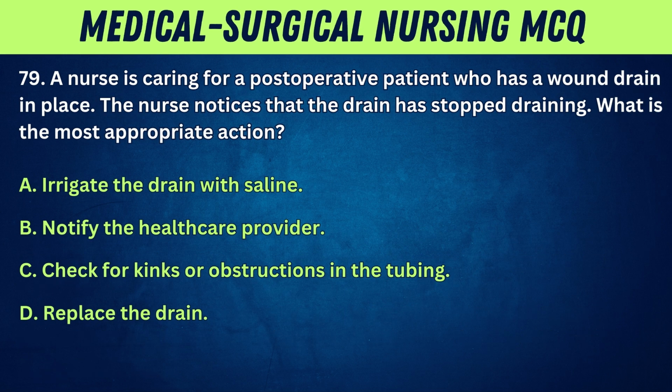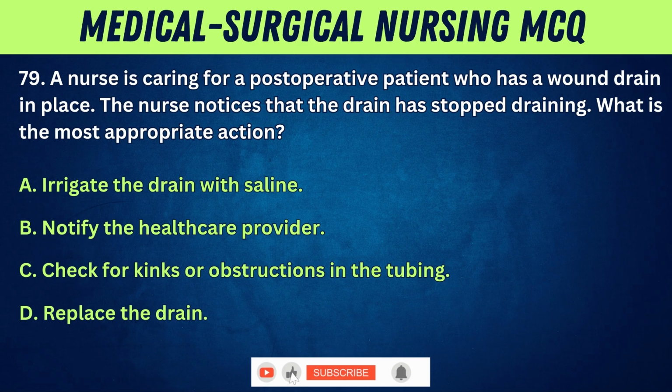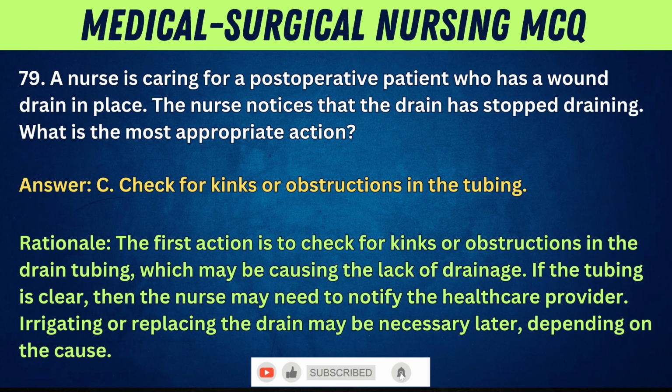79. A nurse is caring for a postoperative patient who has a wound drain in place. The nurse notices that the drain has stopped draining. What is the most appropriate action? A. Irrigate the drain with saline. B. Notify the healthcare provider. C. Check for kinks or obstructions in the tubing. D. Replace the drain. Answer: C. Check for kinks or obstructions in the tubing.